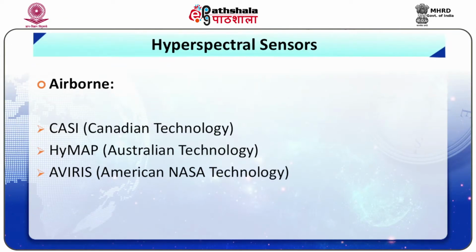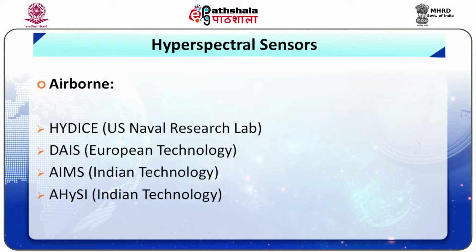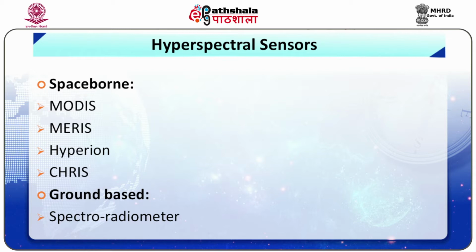Now we will discuss the various types of hyperspectral sensors. The very first is the airborne. Examples include CASI technology, HyMap, EVEREST, HYDICE, and AIMS, which is the Indian technology. Spaceborne hyperspectral sensors include MODIS, MERIS, Hyperion and CHRIS, whereas the ground-based include the spectroradiometer.